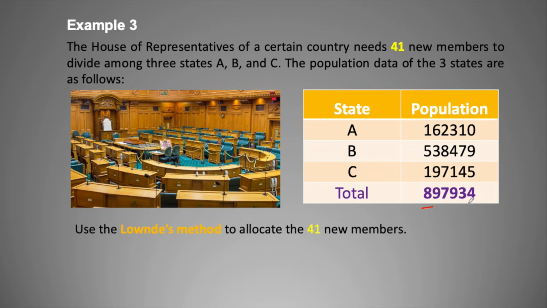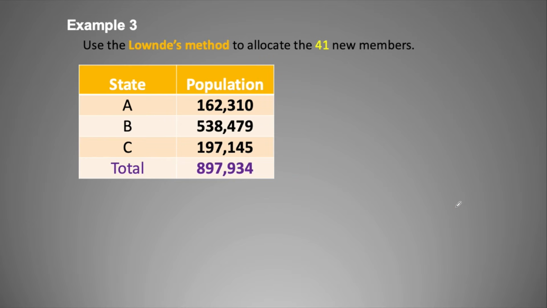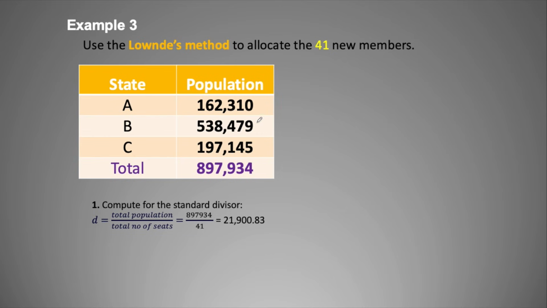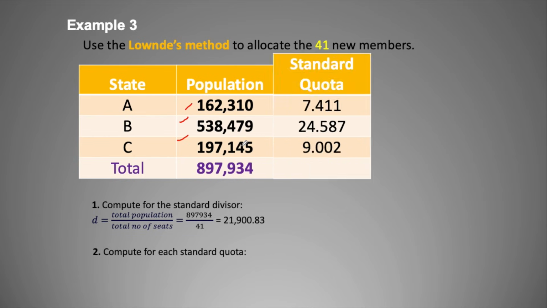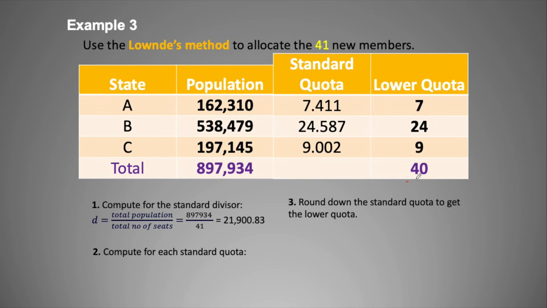Now, using the Lowndes method to allocate 41 new members of the House of Representatives in the same example, wherein the total population is 897,934, still we have to compute for the standard divisor, in which we came up with 21,900.83. And dividing each population with that divisor, we're going to have this standard quota. Next is rounding down the standard quota to get the lower quota, so this will become 7, 24, and 9. And since the total here is 40, which lacks one new member, we have to assign one member to either state A, B, or C.